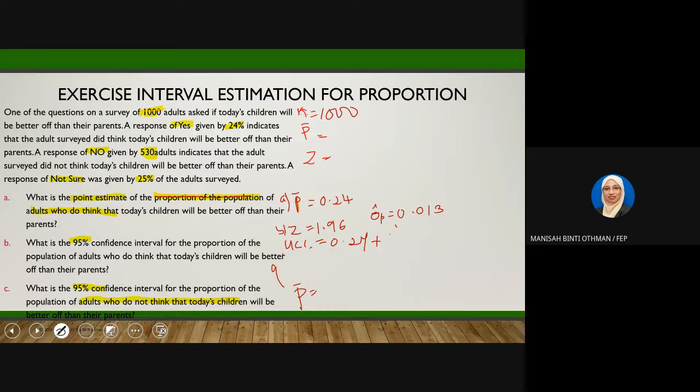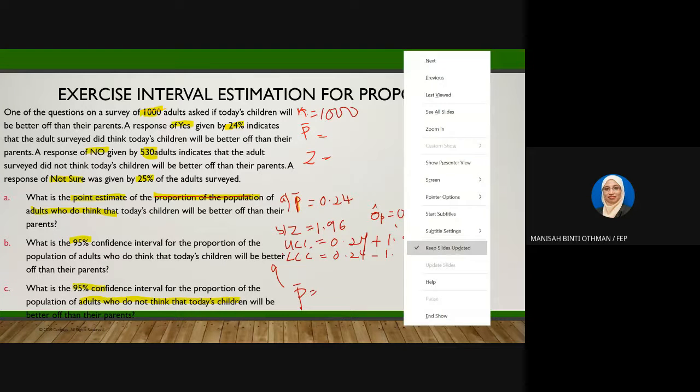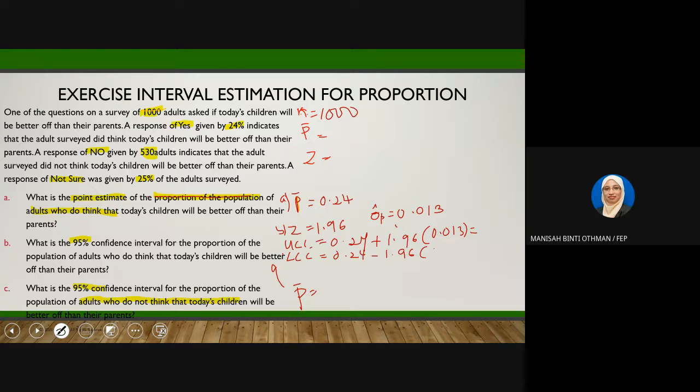Okay, plus 1.96 times 0.013. Lower control limit is 0.24 minus 1.96 times 0.013. Okay, so what is the value for upper control limit and lower control limit?